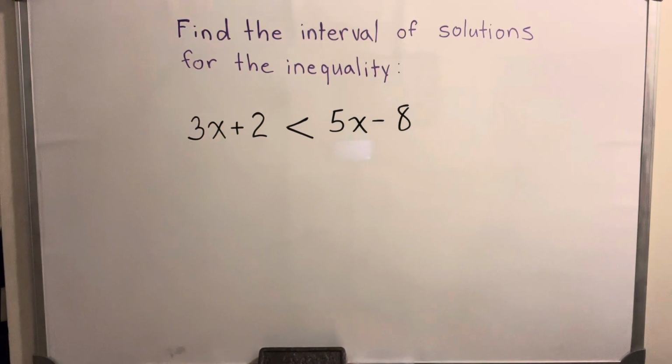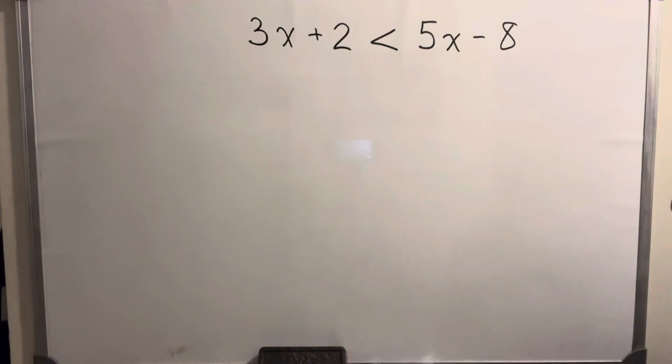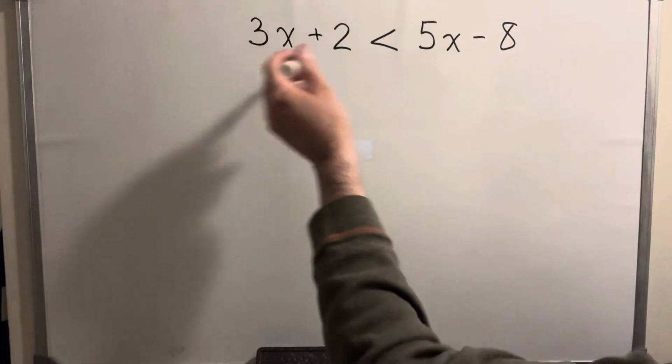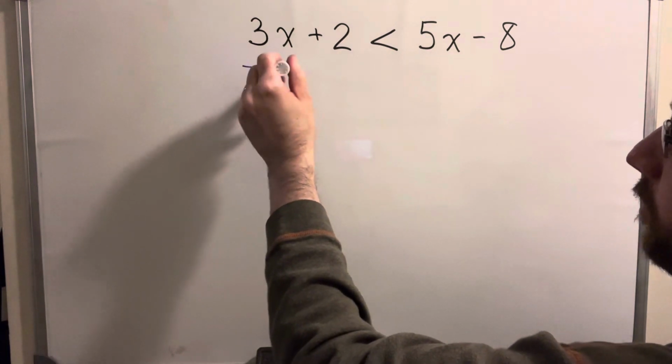This problem is to find the interval of solutions for the inequality 3x plus 2 is less than 5x minus 8. In this type of problem, the goal is to get x all by itself, so it's clear what x is greater than or less than for the inequality to be true. We have a 3x and a 5x. We can subtract 3x from both sides.